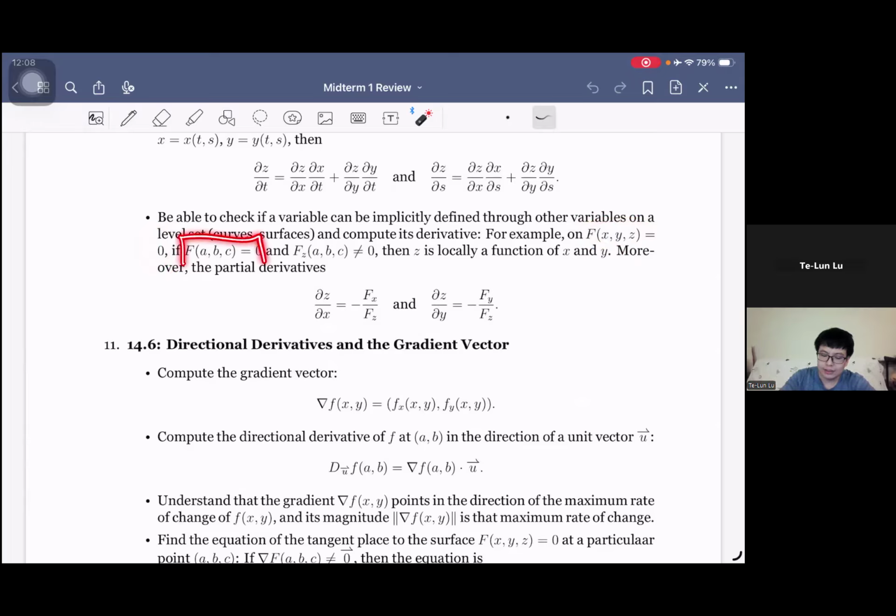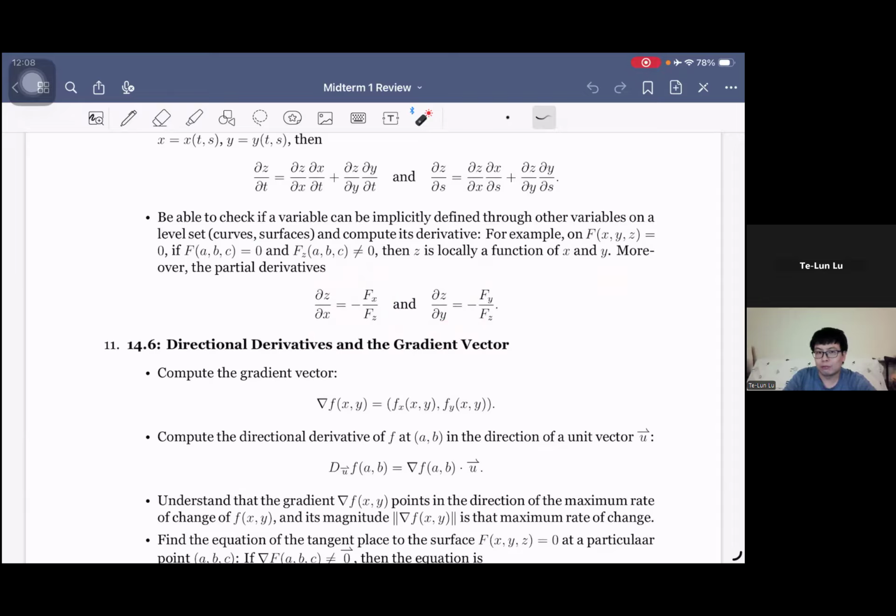So if f(a, b, c) is 0, meaning that the point (a, b, c) lives on the surface, and that the partial derivative of f with respect to z is non-zero at (a, b, c), then that means that z locally looks like a function of x and y, saying that z is f(x, y). And that its derivative can be given by these nice formulas. Partial z, partial x is given by minus f_x divided by f_z, and partial z, partial y is given by minus f_y divided by f_z.